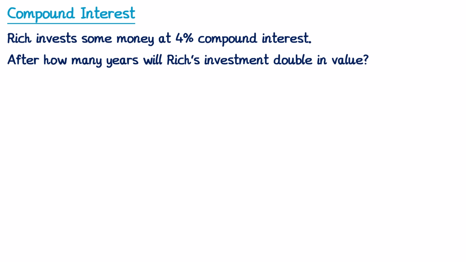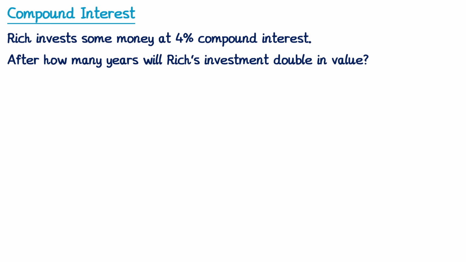Now this question seems quite strange at first, because we haven't been told the number of years, that's what we need to work out, but we also haven't been told the amount of money that Rich invests. The only thing we've been told is the rate of interest. Questions like this often throw students, but there is a simple way of approaching this question.